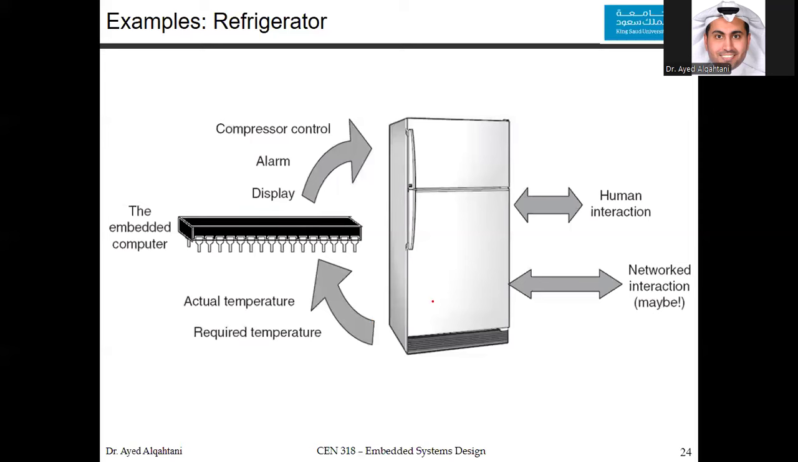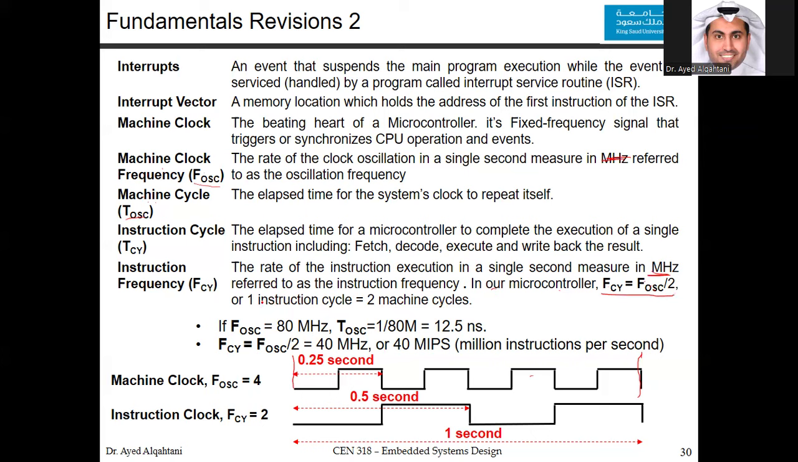In our microcontroller, which is the PIC24, FCY is equal to FOSC divided by 2. Why? Because we need 2 machine cycles to execute a single instruction. So for only a single instruction cycle, we need 2 machine cycles for the instruction to finish execution. And because of this, we say that FCY equals FOSC divided by 2.